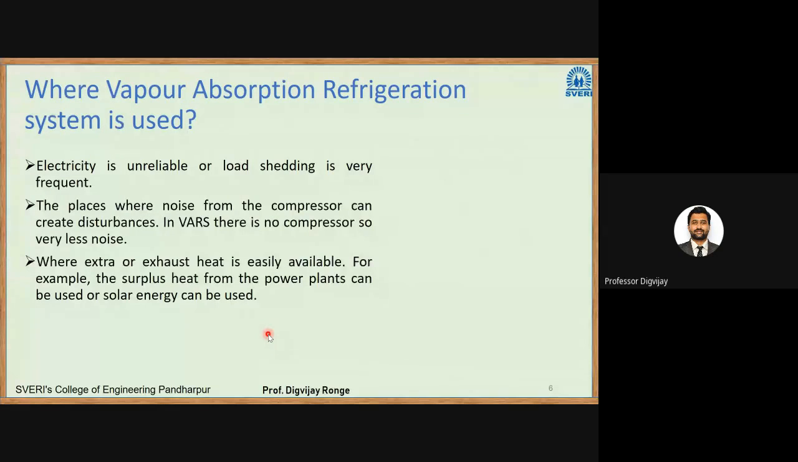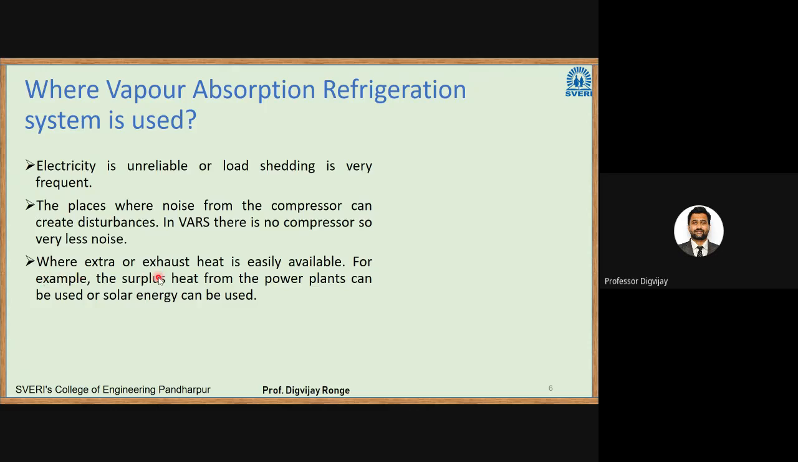Before going to the actual explanation of this VARS system, first we'll understand where these systems are used. So where is the vapor absorption refrigeration system used? First, where electricity is unreliable or load shedding is very frequent, so we don't want to depend on the local electrical board. Then the places where noise from the compressor can create disturbances. In VARS, there is no compressor, so very little noise. So the compressor also we have to exclude from our system.